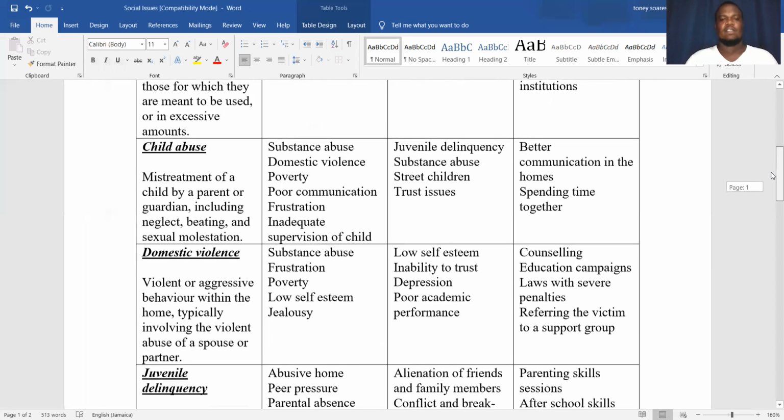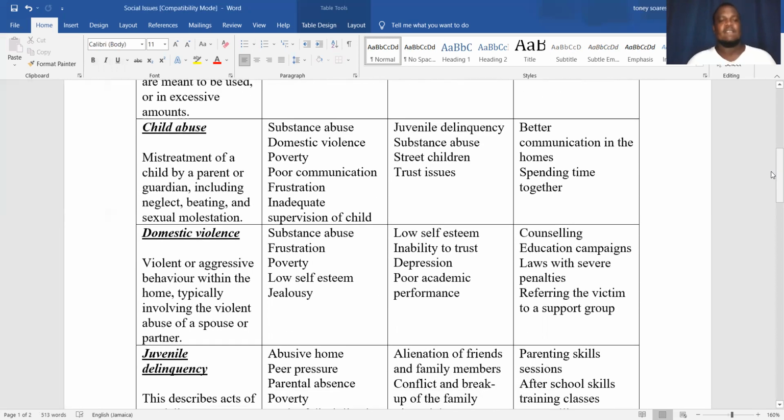All right. So another one is child abuse. This is mistreatment of a child by a parent or guardian, including neglect, beating, and sexual molestation. Some of the causes include substance abuse. The parent or guardian might be under the influence and just abuse the child, right? As a result of domestic violence, poverty, poor communication, frustration, right?